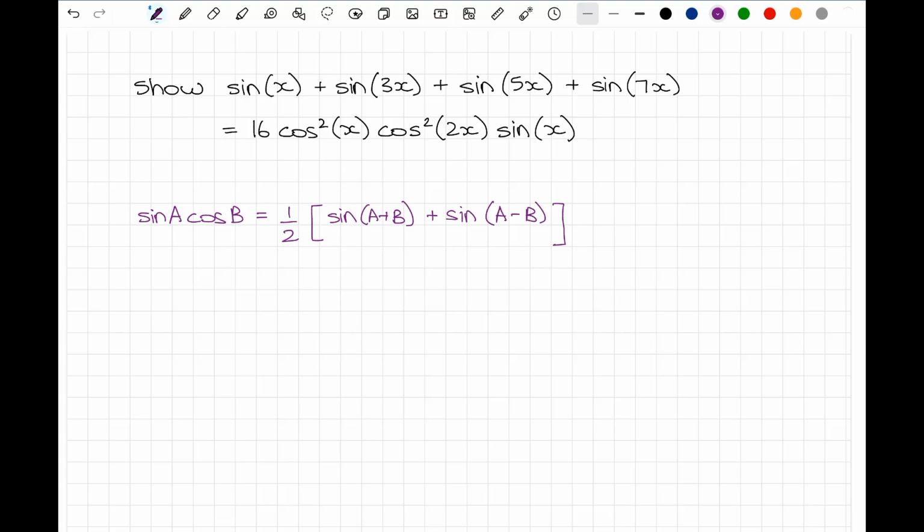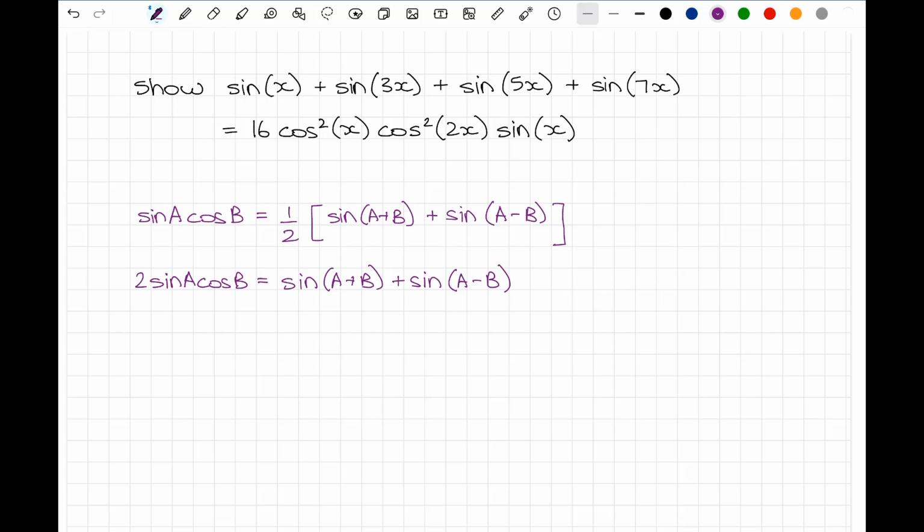In our result, notice that we don't have a half in front of anything on our left-hand side. It's just the pure sine terms. So it can be helpful to do a slight rearrangement. In this case, multiply both sides by 2, and you get 2 sine A cosine B is the sine of A plus B plus the sine of A minus B. And that is what we're going to be working with.